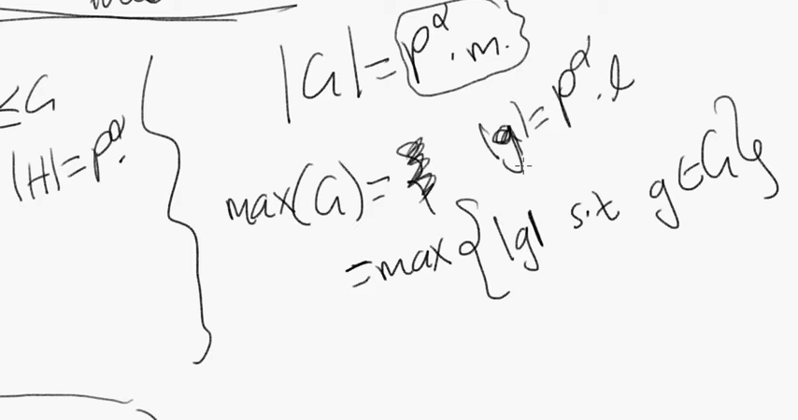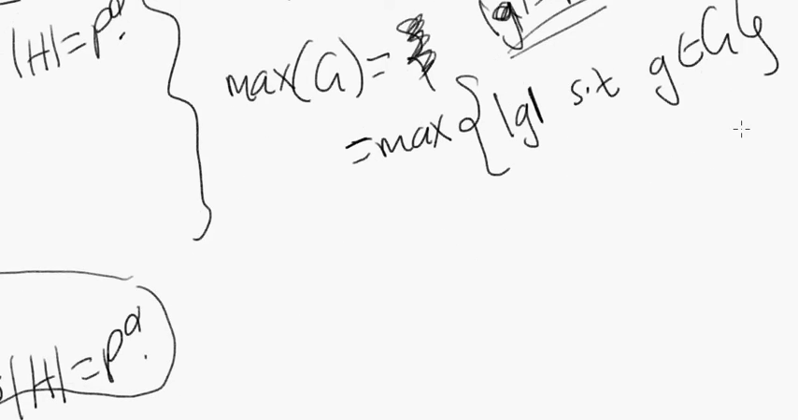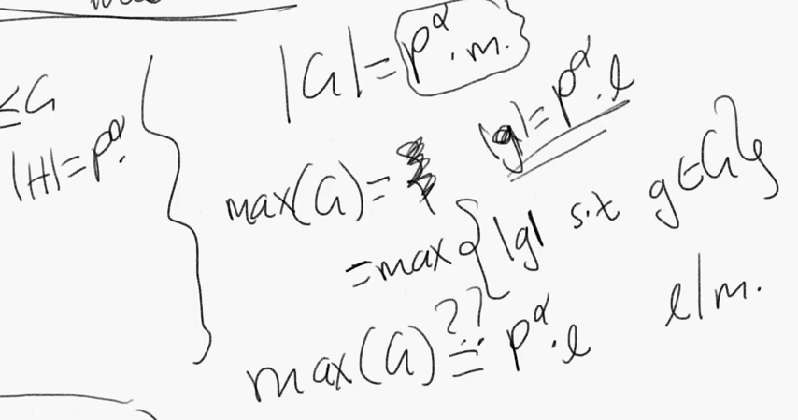So perhaps we could try this approach. What if we can show that max of G is always of the form p to the alpha times L, where L is again some divisor of m, and the power of alpha remains the same? If we could do this, wouldn't we be done as well? So let's see if we can establish this. Why would max of G have to be of the form p to the alpha times L?